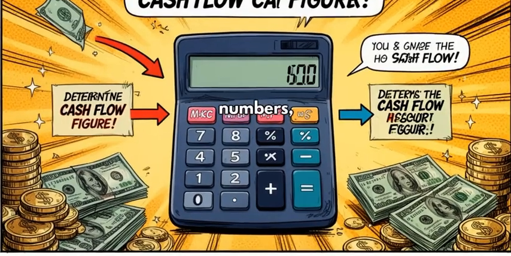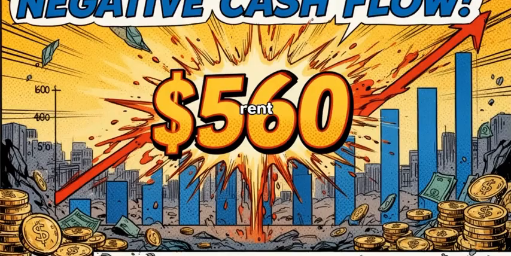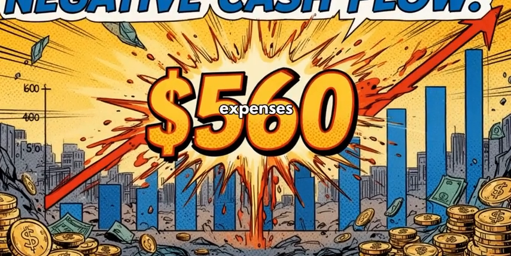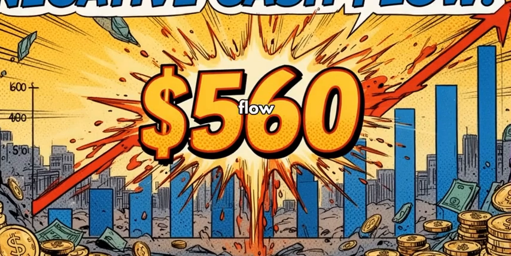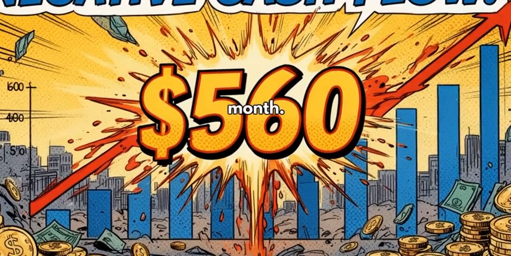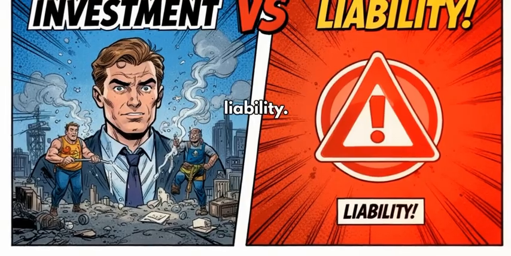Once we have all the numbers, we can calculate cash flow. If the estimated rent is $2,000 and the total expenses are $2,560, you're looking at a negative cash flow of $560 per month. This means the property is not an investment, it's a liability.